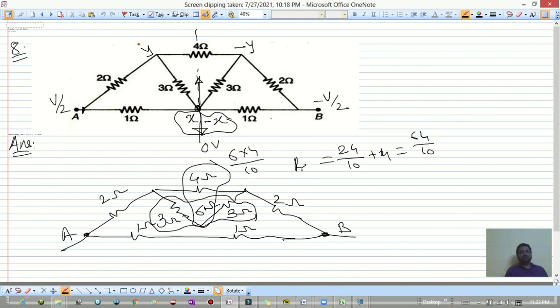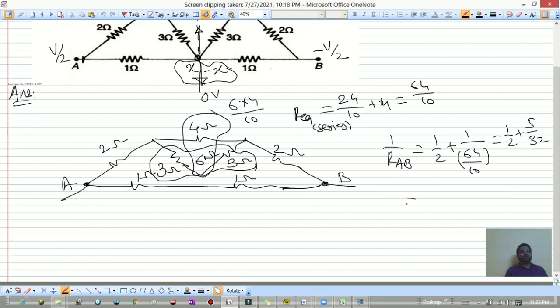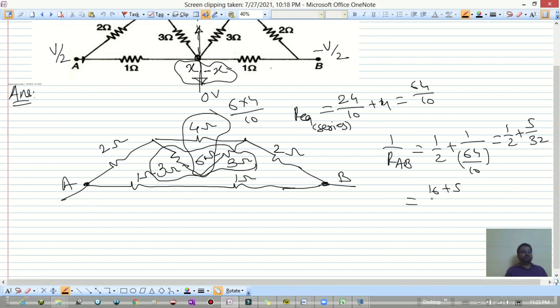So that is the R equivalent for the series, isn't it? All series. This is 2 ohm, indicates 1 by RAB is equal to 1 by 2 plus 1 divided by 64 divided by 10, indicates we have 1 by 2 plus 5 divided by 32. So we have 16 plus 5 divided by 32, which is 21 divided by 32. So what is RAB then? 32 divided by 21 ohm.